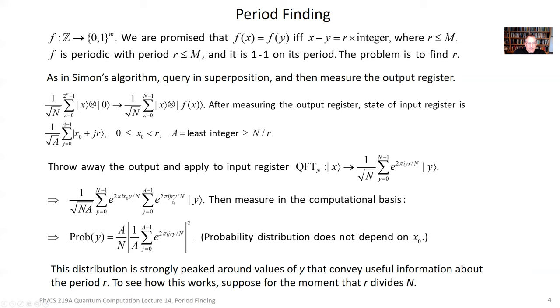Okay, when I perform the sum over J, that gives me the coefficient, the amplitude for computational basis state y in this state of the register, assuming that we got this particular output when we measured. And now when we measure y, I want to know what the probability distribution is for the measurement outcome. So I just take for each y the amplitude squared.